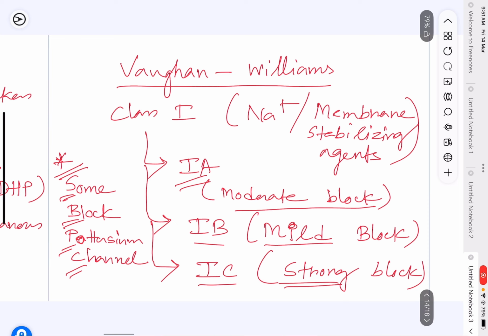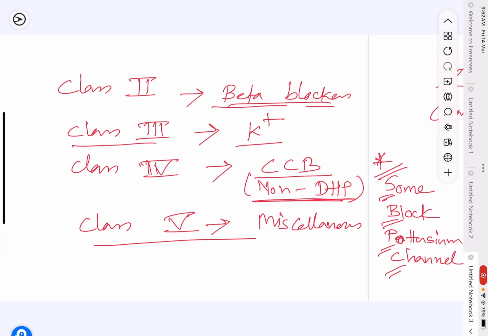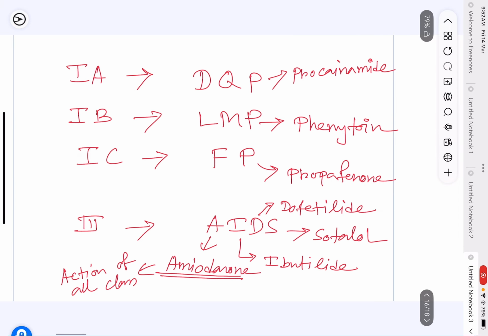Sodium channel blockers, membrane stabilizing agents. Class 2, beta blocker. Class 4, calcium channel blockers, non-DHP calcium channel blockers. It has to be non-DHP because it is working on the heart. And class 3 is potassium channel blocker. So sodium and potassium are 1 and 3. Beta blocker and calcium channel blocker are 2 and 4. Class 5 is miscellaneous.